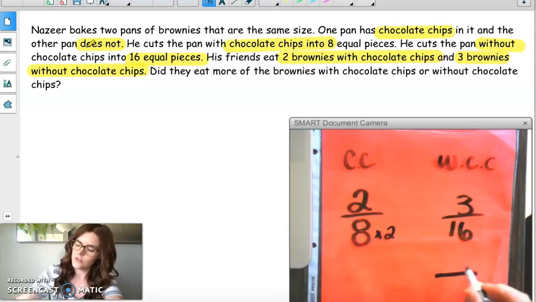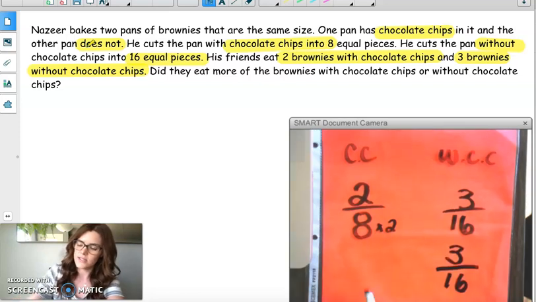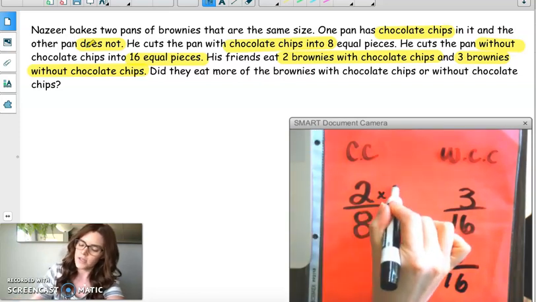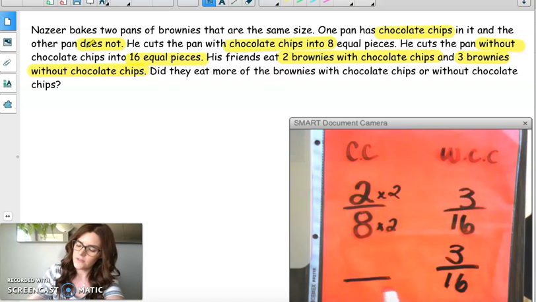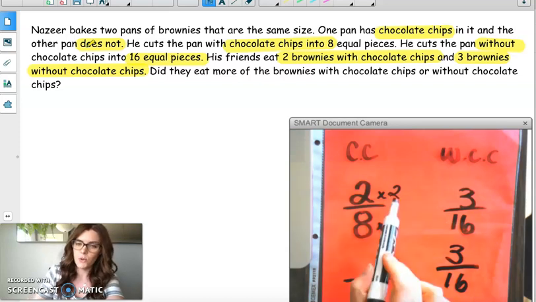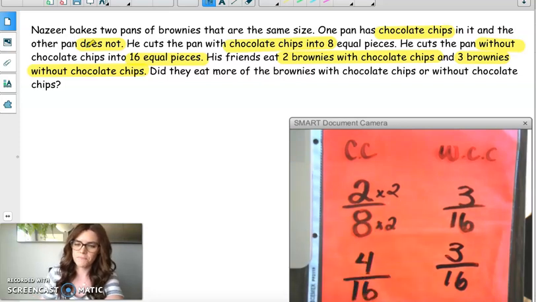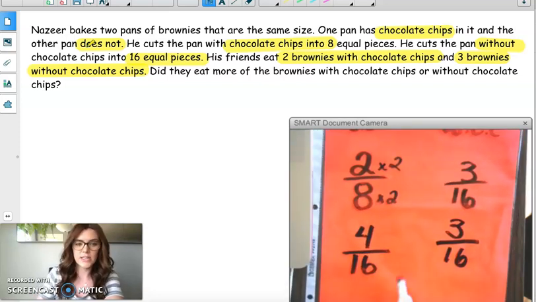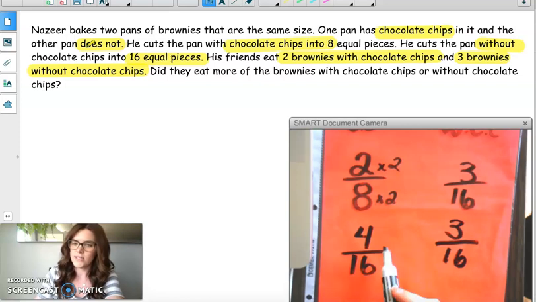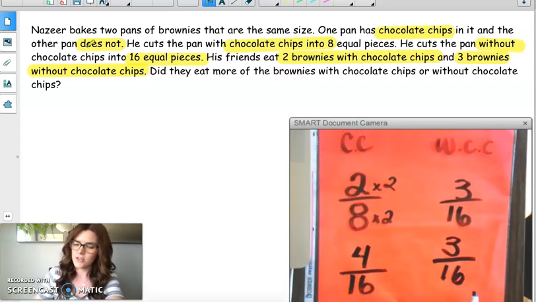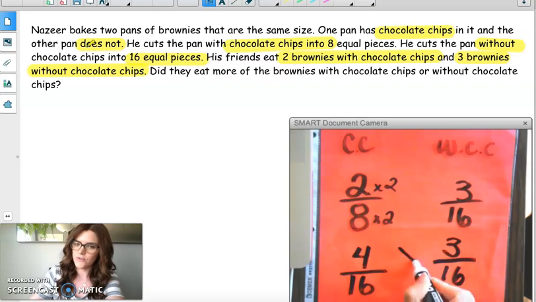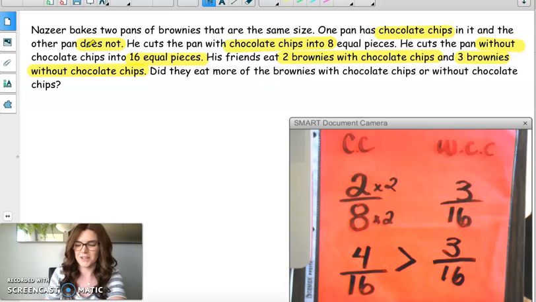So we're going to write our new fractions down here. 16ths is going to stay the same, but for our new fraction for 8ths, we need to multiply our numerator by 2 as well. So 2 times 2 is 4. So if we look at our new fractions here with the same denominator, we see that 4 16ths is bigger than 3 16ths. So that means that Nazir's friends ate more pieces of the brownies with chocolate chips.